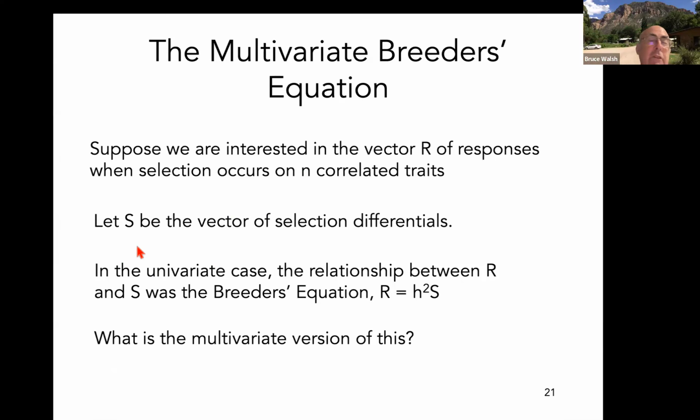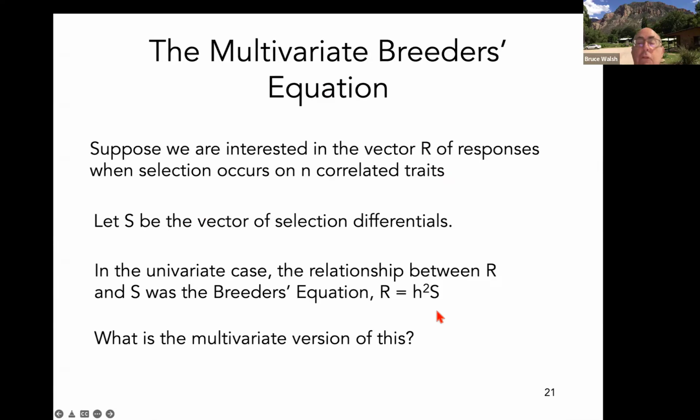That's the first element in this vector S, the within generation change in trait 1. Do that for trait 2, trait 3, trait 4. What we want to ask is, how does that correspond to a vector of changes? How much does trait 1 change in the offspring? That's the first element in this vector R. What about the second trait? What about the third trait?